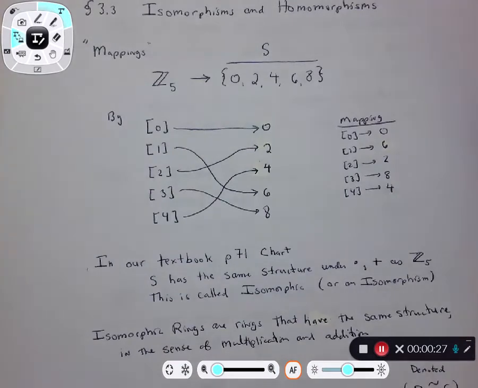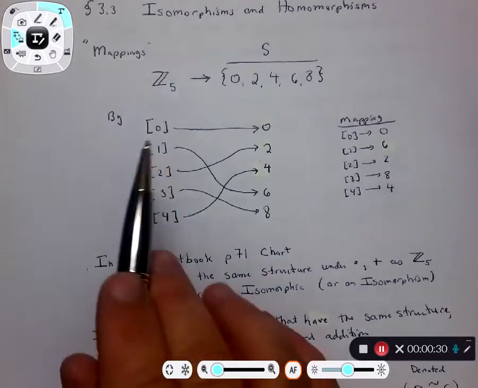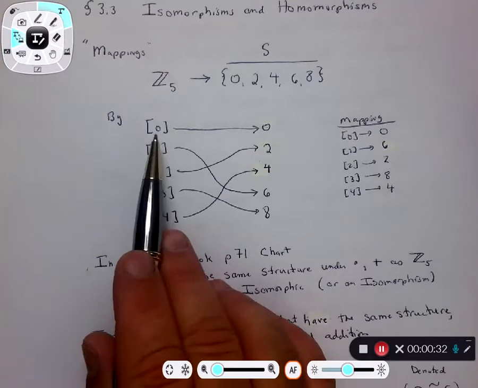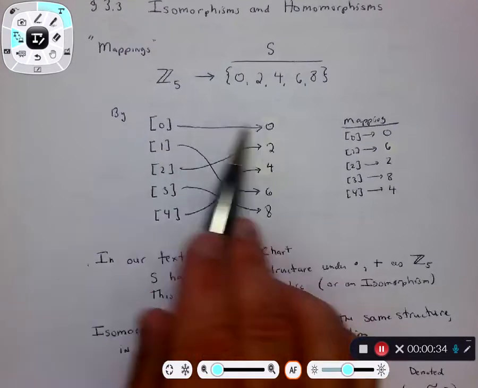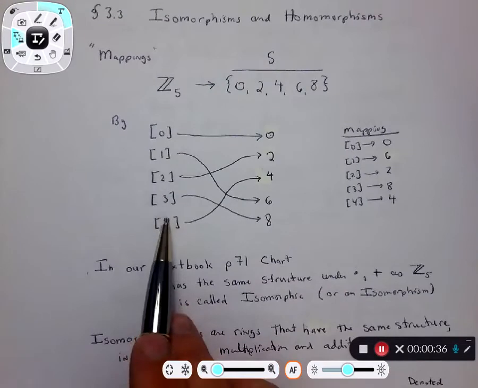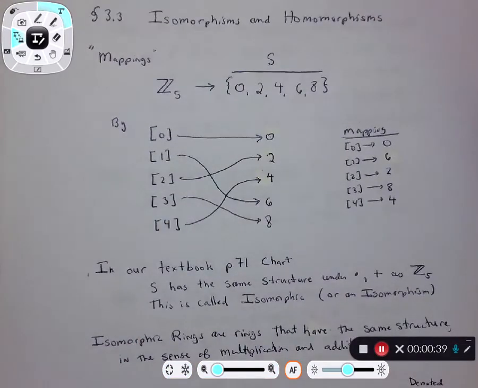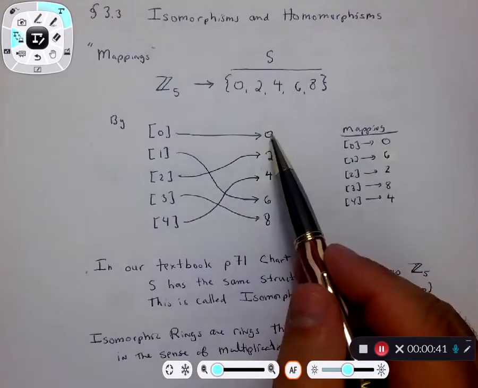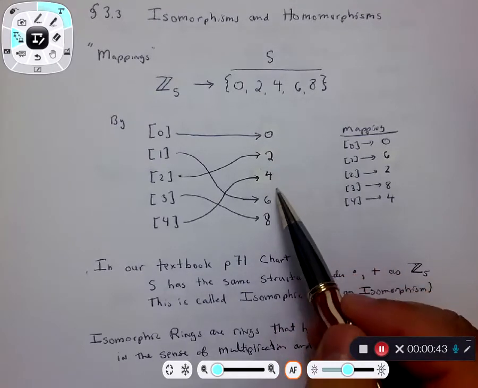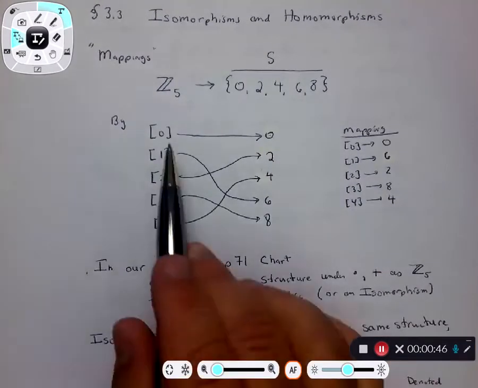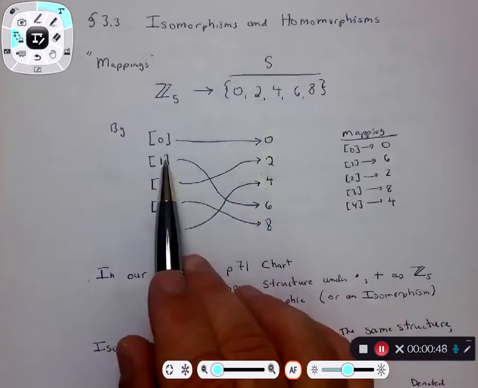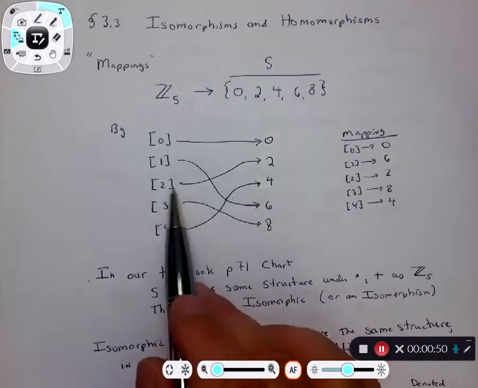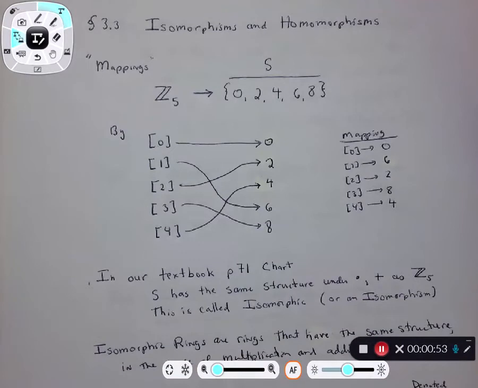So we're looking at this by, we're going to create a mapping. And this mapping here, Z5 is 0, 1, 2, 3, 4. We're going to map these guys over to this new set, 0, 2, 4, 6, and 8. And I have the 0 equivalence class mapped to 0, the 1 equivalence class is going to map to 6, the 2 equivalence class is going to map to 2, the 3 equivalence class is going to map to 8, and the 4 equivalence class is going to map to 4.